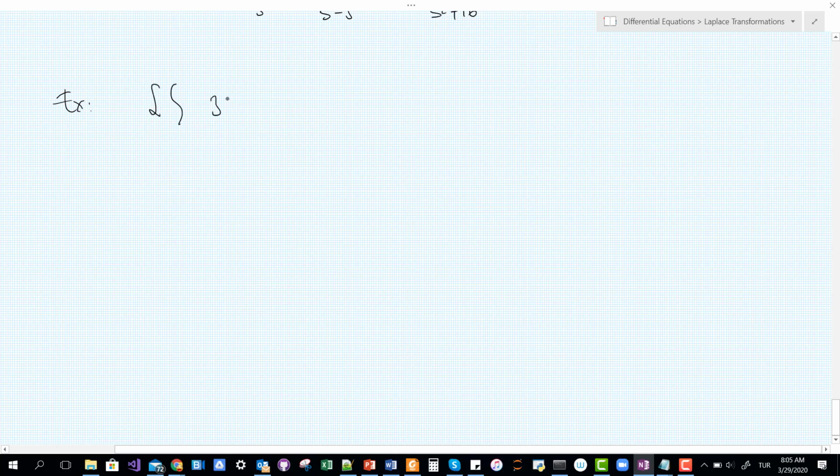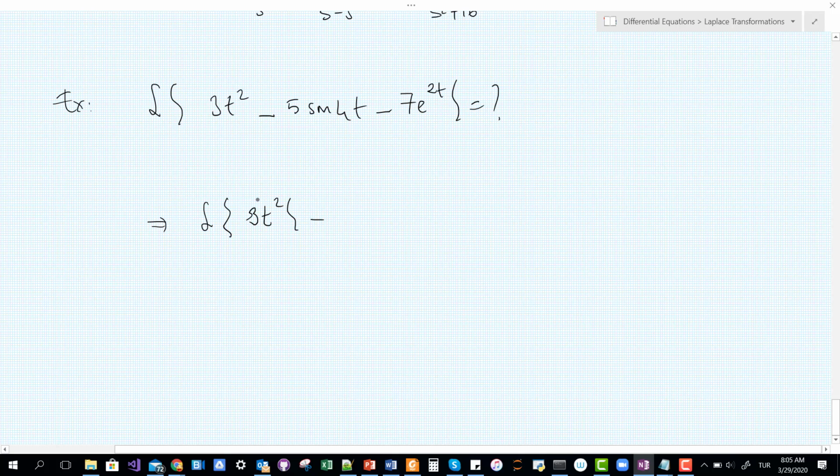Laplace of 3t squared minus 5 sine 4t minus 7 e to the 2t. Okay. The first part of the linearity can be used to separate these functions, 3t squared. And also I can take the constant out in this way, negative 5 Laplace of sine 4t, and then minus 7 Laplace of e to the 2t. I can also take this out as well.